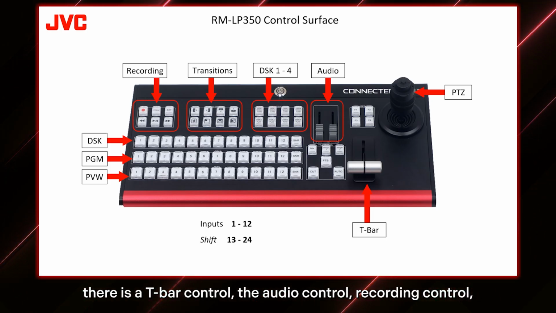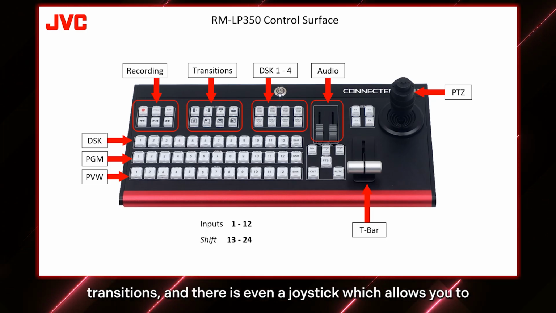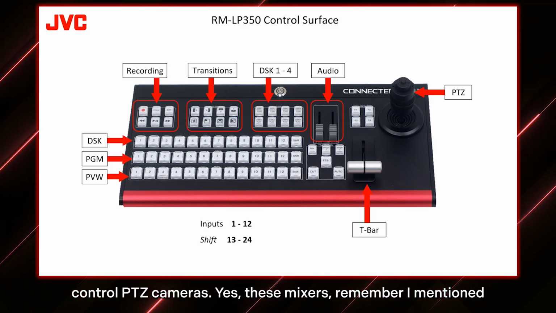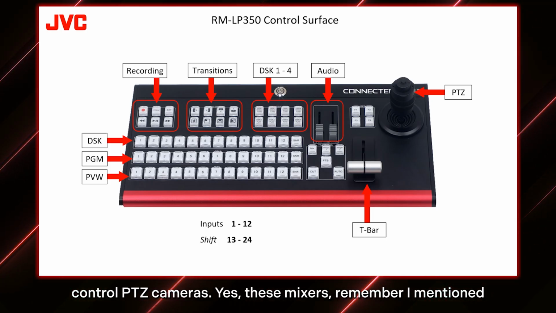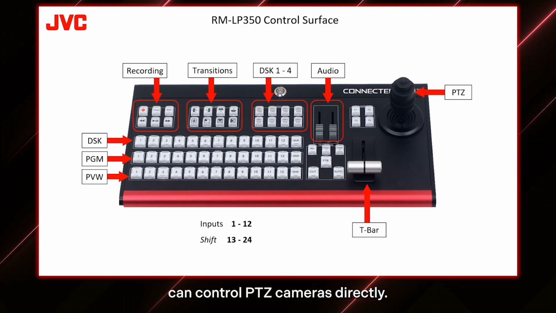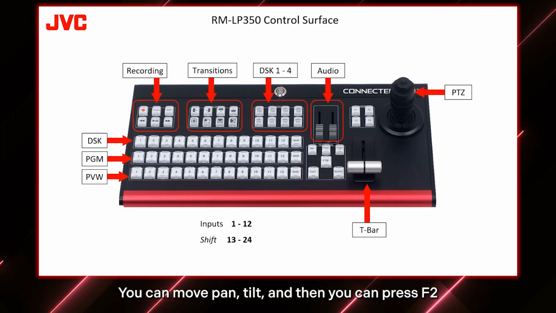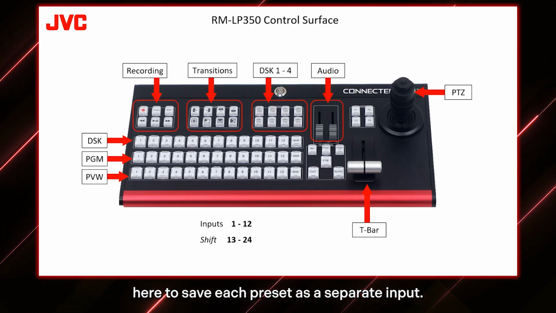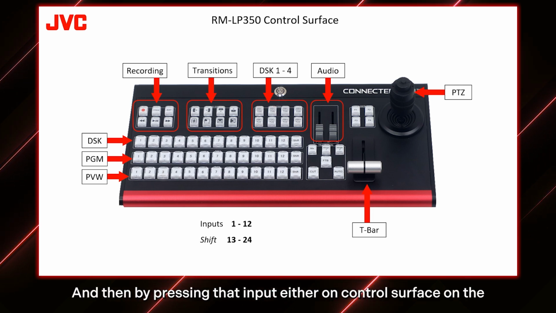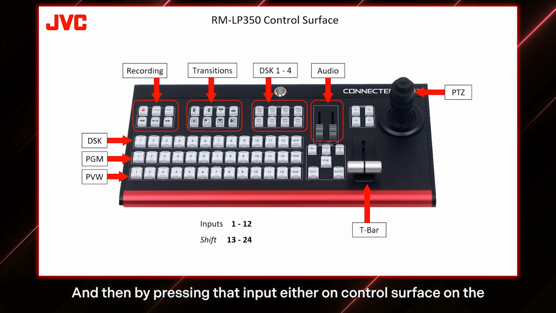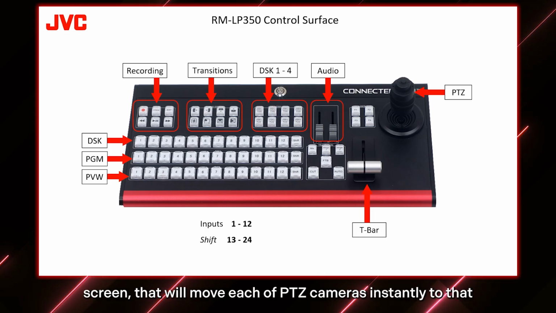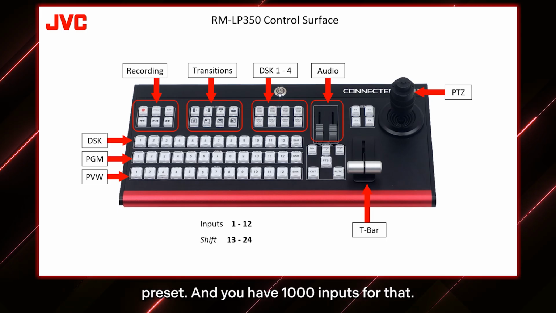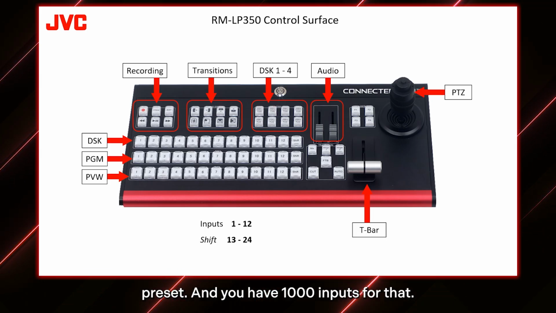There is a T-bar control, there are audio control, recording control, transitions, and there's even joystick which allows you to control PTZ cameras. Yes, these mixers, you remember I mentioned, can control PTZ cameras directly. So you can control your PTZ cameras, you can move, pan, tilt, and then you can press F2 here to save each preset as a separate input, and then by pressing that input either on control surface on the screen, that will move each of PTZ cameras instantly to that preset, and you have 1,000 inputs for that.